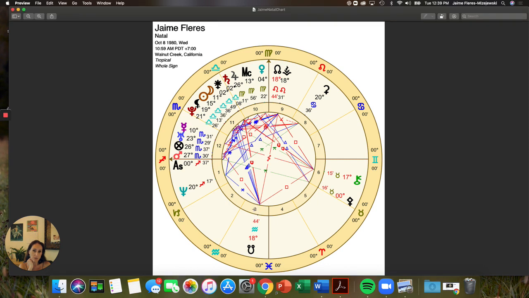Remember how I said the house is correlated with the sign, with the zodiac sign? So we actually want the sign that's associated with the third house, which is Gemini. And that gets a little confusing. So we'll go through that on the first week's call in more detail.